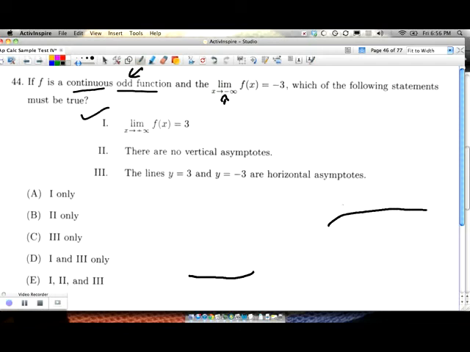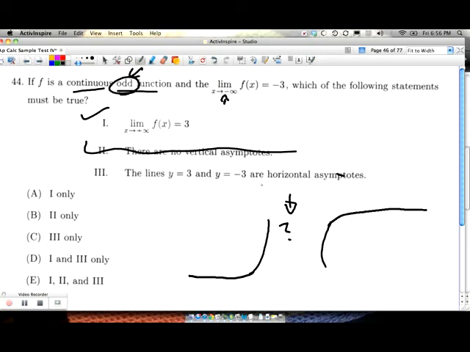Then that means that, yes, 1 is true because it's odd. That's what tells me that the right side is kind of inverse numerical values of the left side. There are no vertical asymptotes. I don't know. Who the heck knows what happens here in the middle? Sure, we could have a vertical asymptote. Let's just make one. Boom! Vertical asymptote.